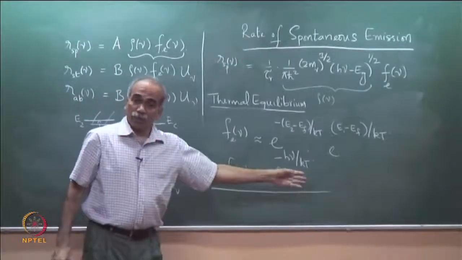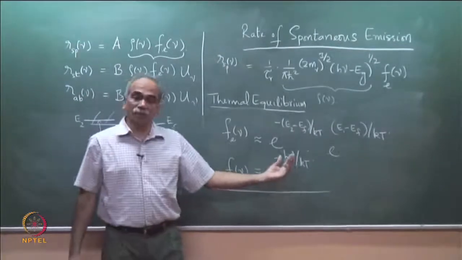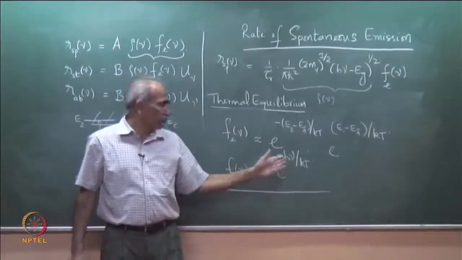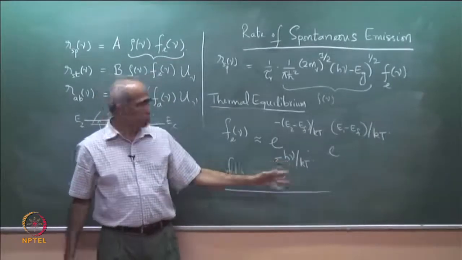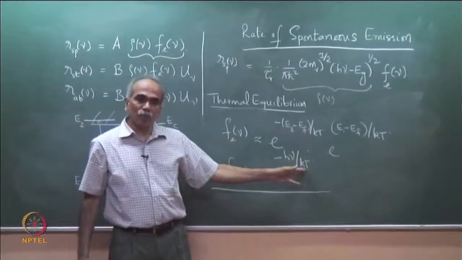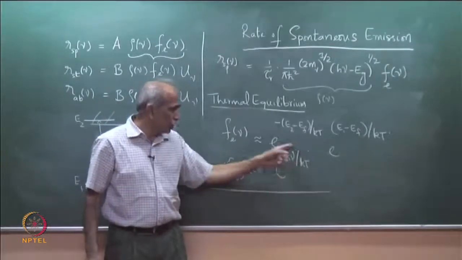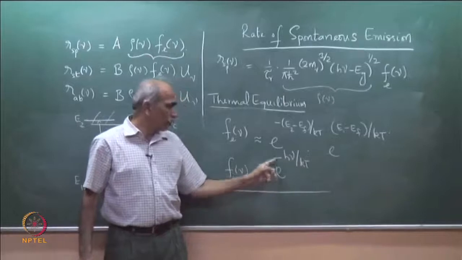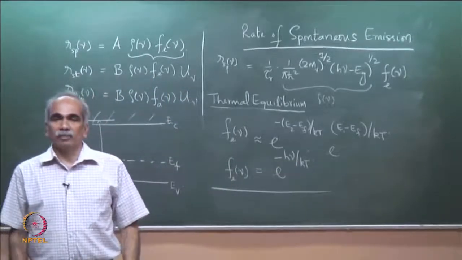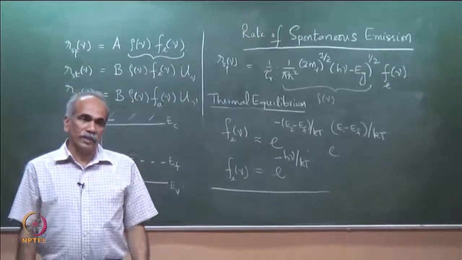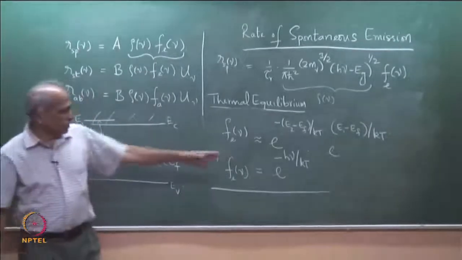You can put some number. If you are talking of visible photons corresponding to visible light, h nu is about 1.5 or 2 eV, and kT is extremely small compared to that. Therefore, this is a very large number, e to the power minus this. So, F_E of nu is an extremely small number; the probability of emission at thermal equilibrium is extremely small.